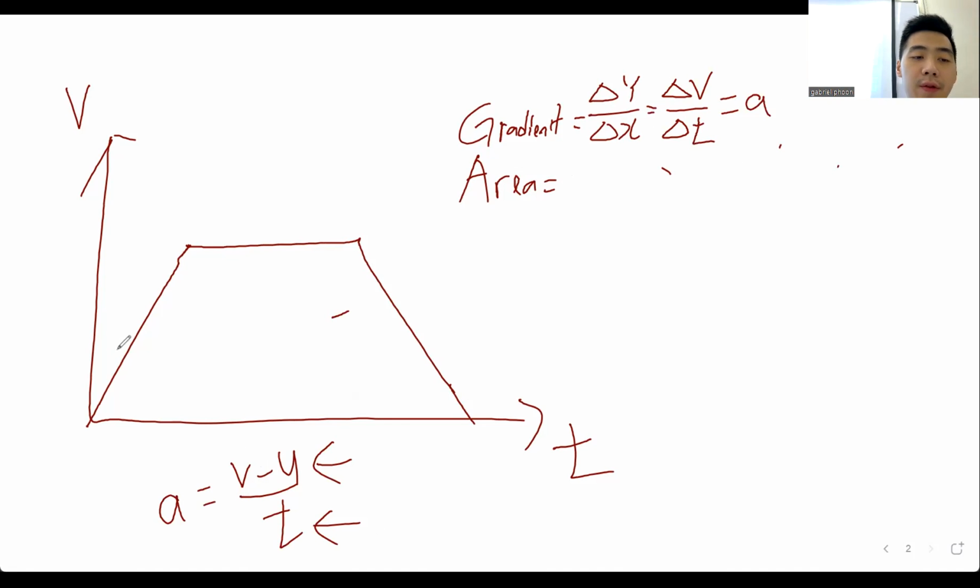In a sense, if I have a positive gradient, then I have positive acceleration. If I have zero gradient, then obviously I have zero acceleration. And when I have negative gradient, what does it mean?